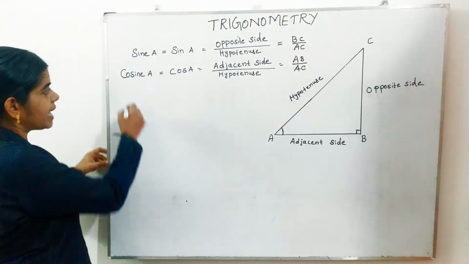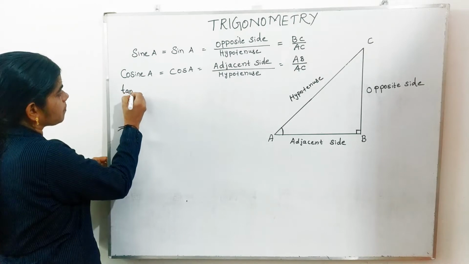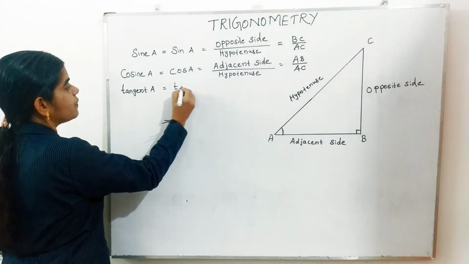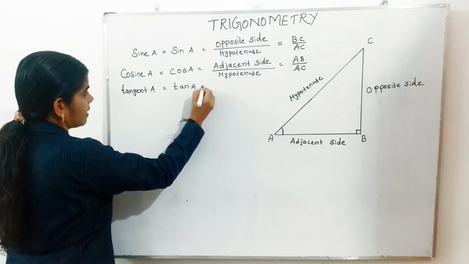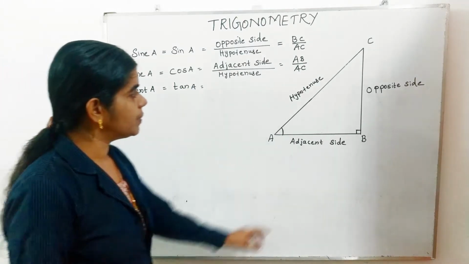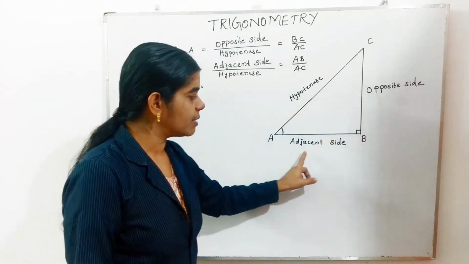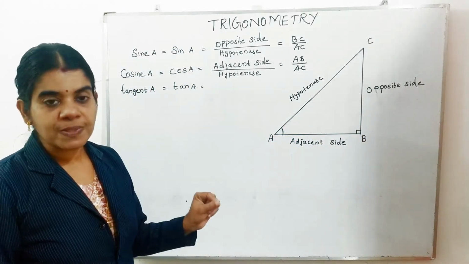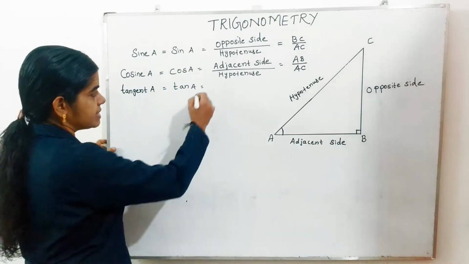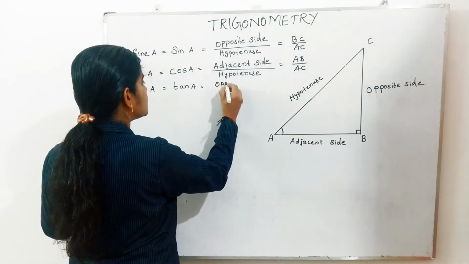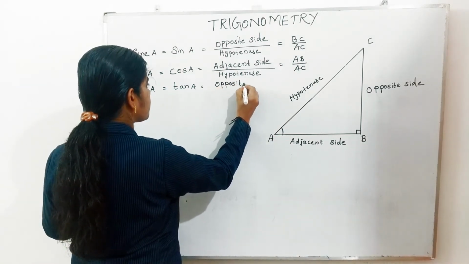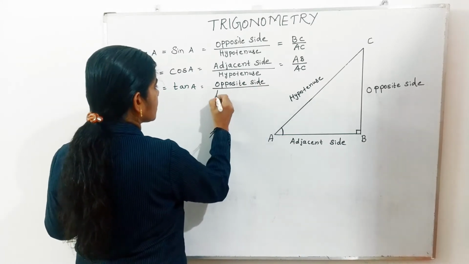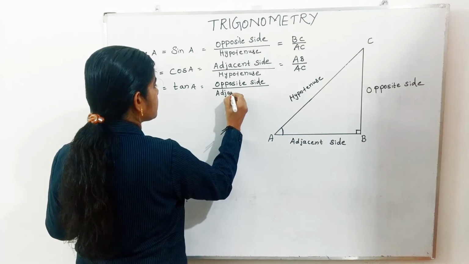Next will be tangent. Tangent A, its short form will be tan A. Tan A is equal to opposite side divided by adjacent side. Here the hypotenuse is not considered. Opposite side divided by adjacent side.